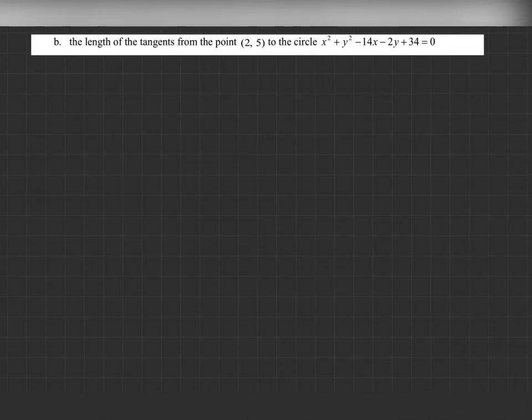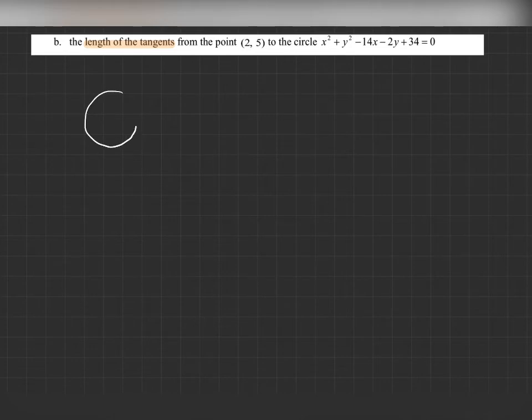Find the length of tangents. So kita minta length of tangents kat sini from the point 2, 5 to the circle here. Okay, so one thing that you need to remember, kalau ada perkataan from the point here, maksudnya point ini berada di luar circle kita. Okay, so rupa dia seperti ini.